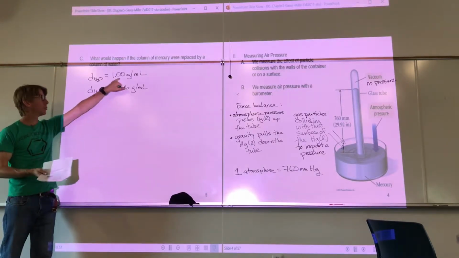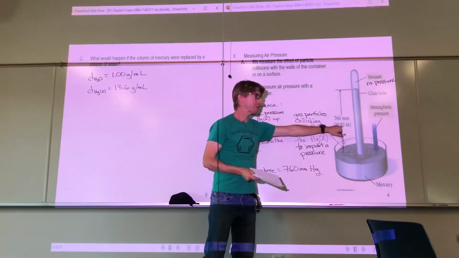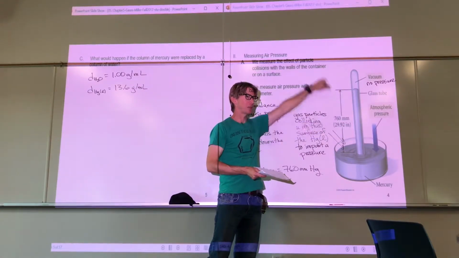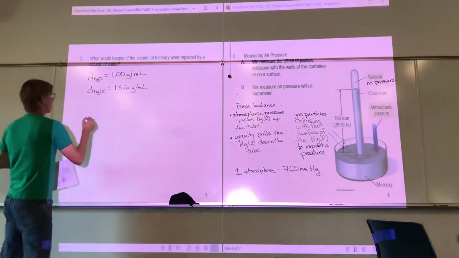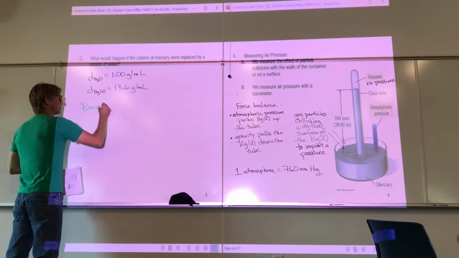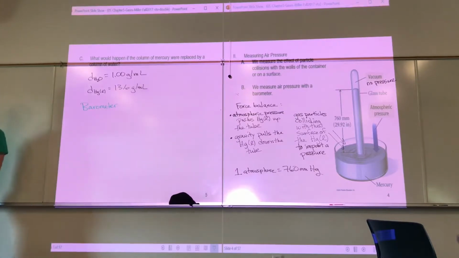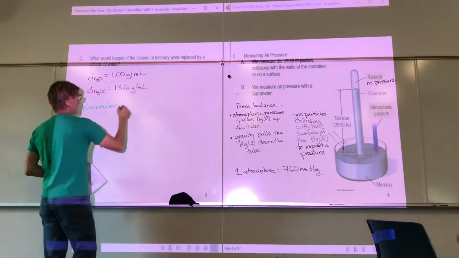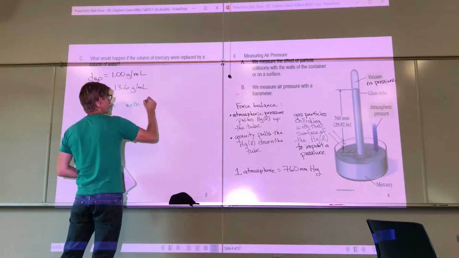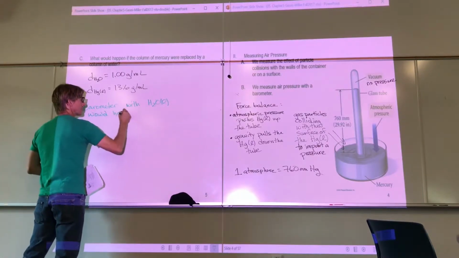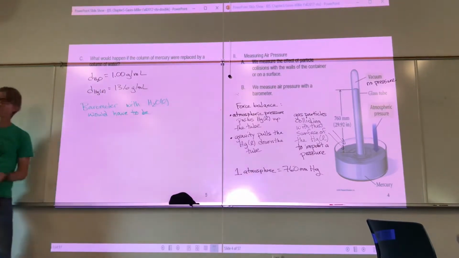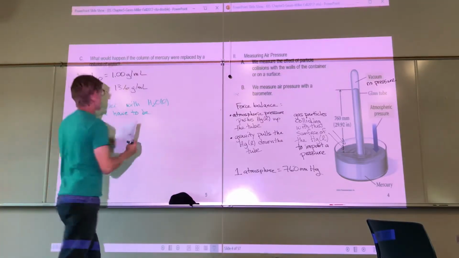let me put that another way. If water is 13.6 times less dense, in order for gravity to have the same effect, would this tube have to be larger or smaller? Much larger. It'd have to be 13.6 times larger. And so, a barometer with water would have to be 13.6 times larger, a 13.6 times longer tube.